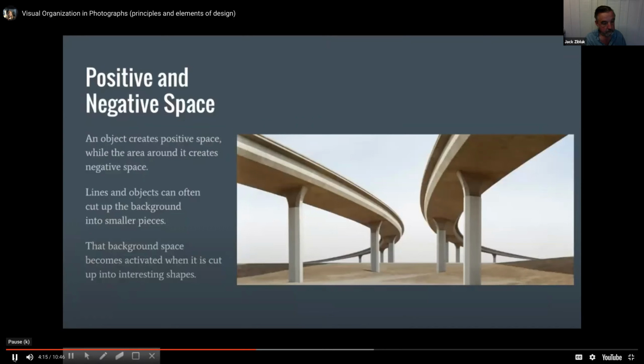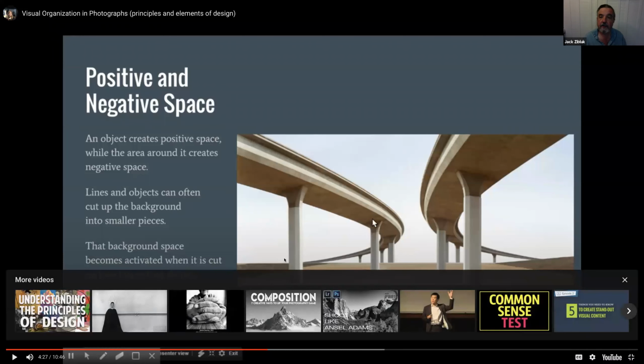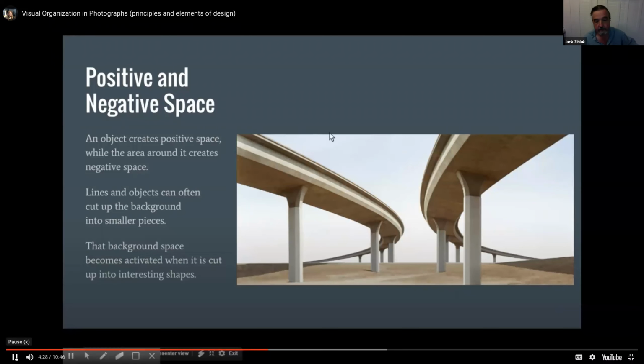The next element of design is positive and negative space. The actual things in your photo, so these overpasses, are positive. And to me, this particular picture is almost 2 pictures, the way it's split in half. But maybe that's the point. The negative space is the space between them.